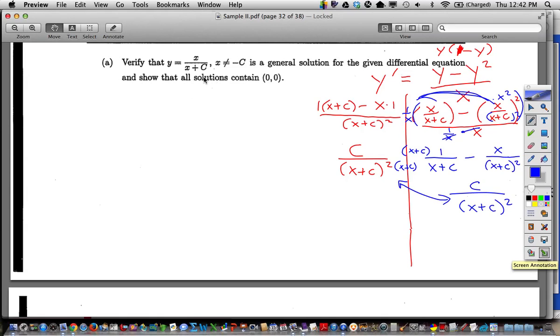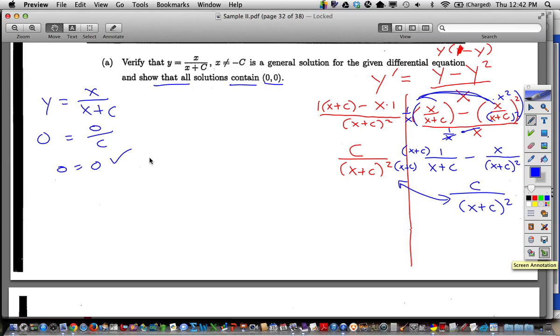Now, don't forget this. It says show that all solutions contain 0, 0. So all they're wanting you to do is plug in 0, 0. So what you get is, okay, if y equals x over x plus c, if I put a 0 into there, I get 0 over c. And sure enough, 0 does equal 0. Check. So all solutions, all these solutions would contain the point 0, 0.